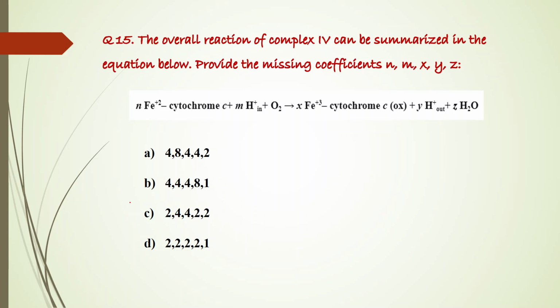We have the overall reaction of complex 4. Just a few slides back we discussed the reaction of complex 4. The complex 4 reaction can be summarized in the caption below. Provide the missing coefficients as N, M, X, Y, Z. So what did we learn? Just a few reactions back we did this, cytochrome C, I even wrote the overall equation. So you have to identify N, M, X, Y and Z.